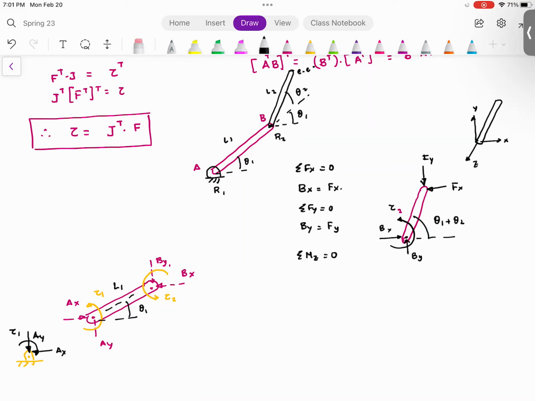Are you with me so far? Yeah. Sir, so if we have a load at the end effector, what would the force be in just the one direction at the end?